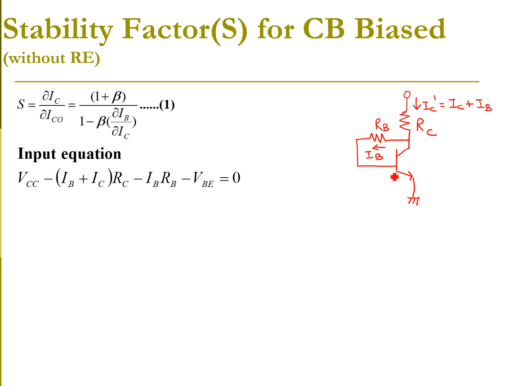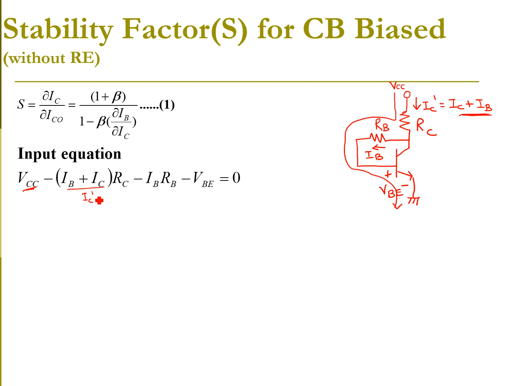Current flowing through this is IB, plus minus VBE. So applying KVL to this, we have got VCC minus IC dash into RC, where IC dash is IC plus IB, minus IB RB minus VBE is equal to 0. So just apply KVL to this loop, the input loop. The same step which we have done to find the operating point.